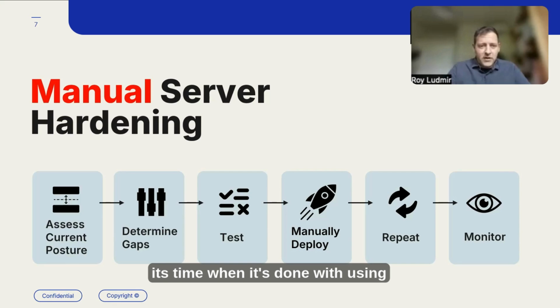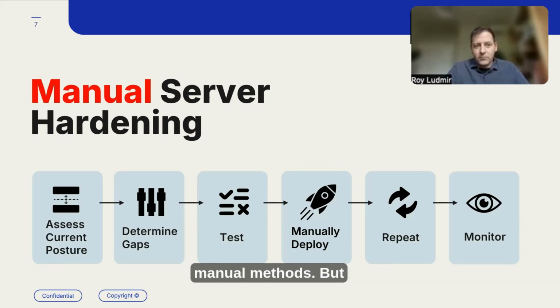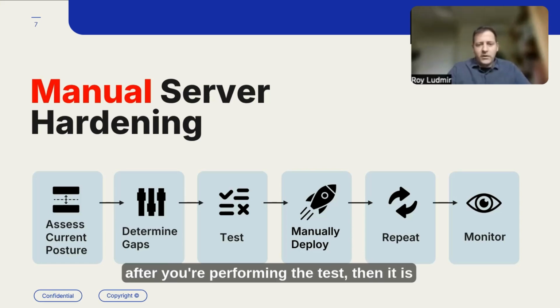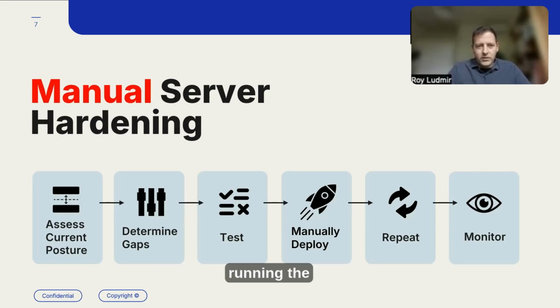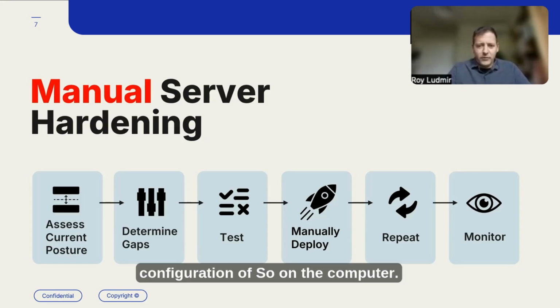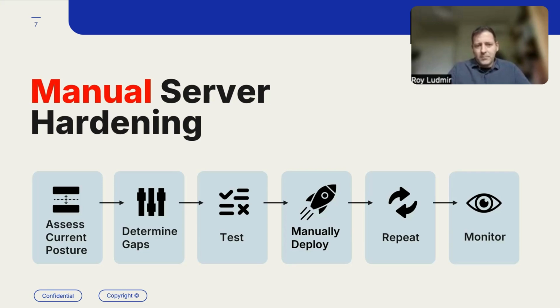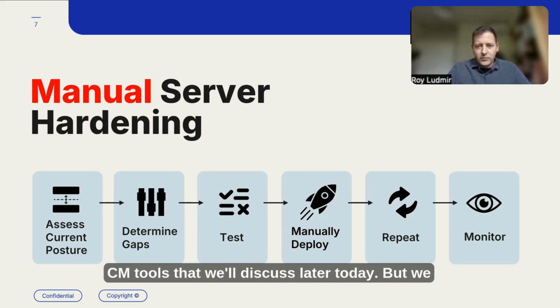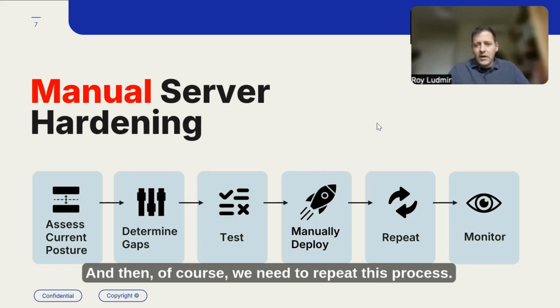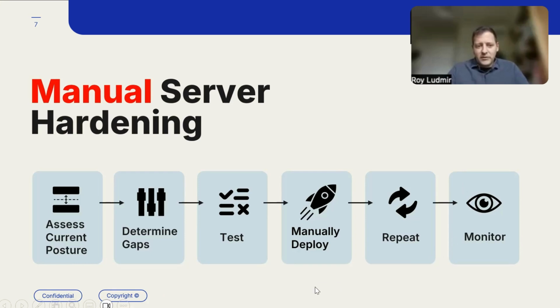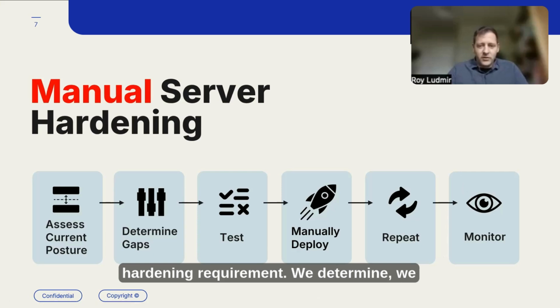And this can, of course, take its time when it's done using manual methods. But after you're performing the test, then it is about, of course, deploying. And in deploying, we usually mean running a script, or maybe even manually running the configuration on the computer. Some more automated ways might be GPOs or CM tools that we'll discuss later today, but we need to find a way how to deploy these configurations and hardening on top of hundreds or thousands of servers. And then, of course, we need to repeat this process. So there is a new vulnerability, there is a new hardening requirement.